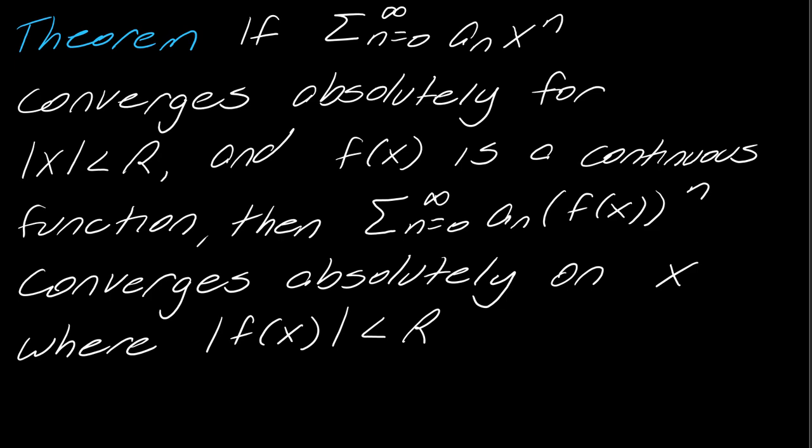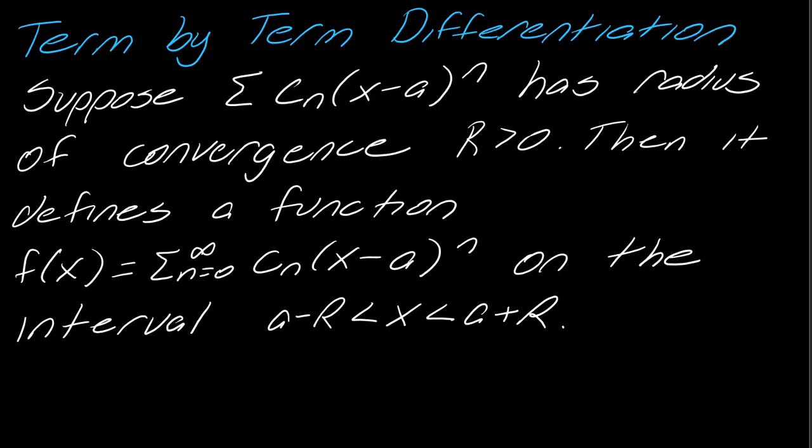So this is a little bit of a warm-up for the next concept that we're going to talk about, which is term-by-term differentiation. So if I have some series, the sum of c sub n times (x minus a) to the n, and this has some radius of convergence r, we can define this now as a function, f of x equal to this, on this interval, okay?